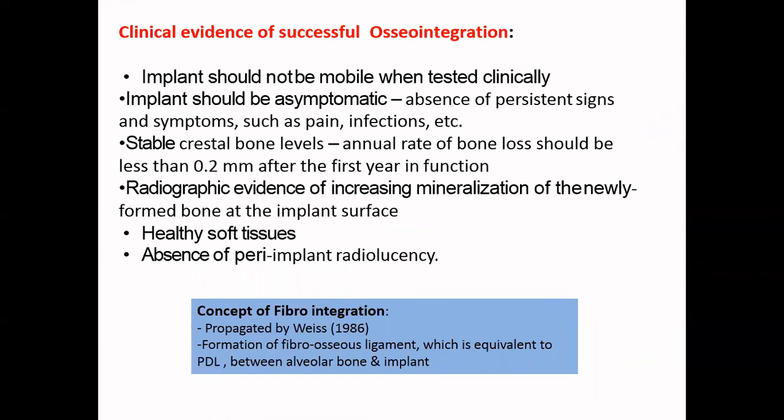After osseointegration, we can see clinical evidence of a successful implant. The implant will not be mobile, and when tested clinically, the implant will be very strong. The implant should be asymptomatic. There should be absence of persistent signs and symptoms of pain, swelling or infection. Stable bone crest levels are seen. Annual rate of bone loss should be less than 0.2 mm after the first year in function. Radiographic evidence of increasing mineralization of the newly formed bone at the implant surface.